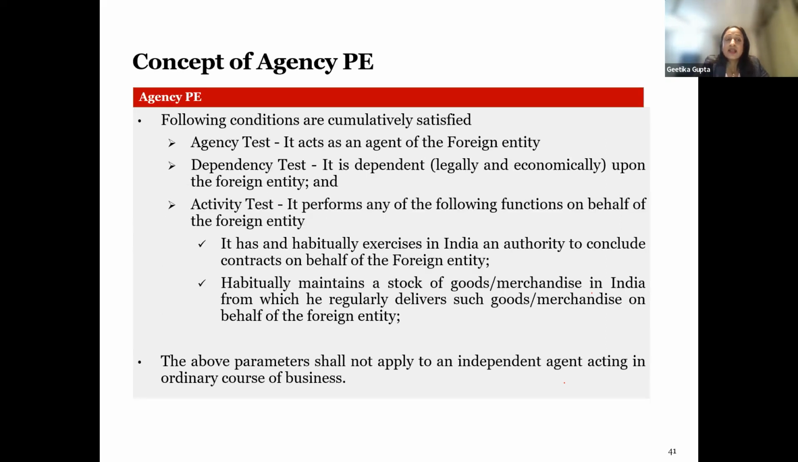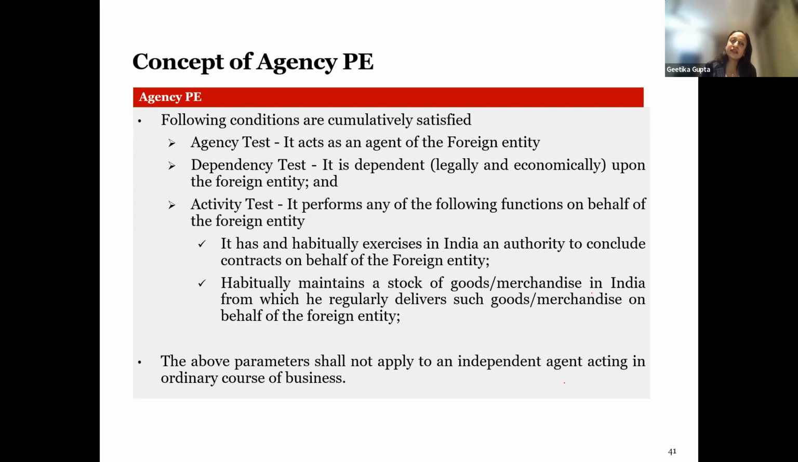Yeah. So now this is the concept of the agency PE. We have seen these days practically a lot of litigation comes on what this agency PE is. I gave an example a few minutes back: let's say a foreign company is supplying equipment. It should not be taxed in India.